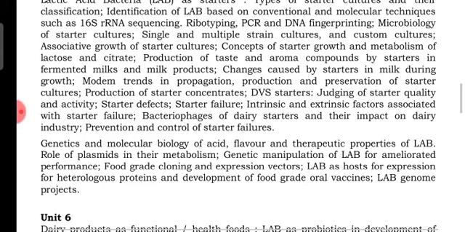role of plasmids in metabolism, genetic manipulation of LAB for ameliorated performance, food grade cloning and expression vectors; LAB as host in expression of heterologous proteins and development of food grade oral vaccines; LAB genome.